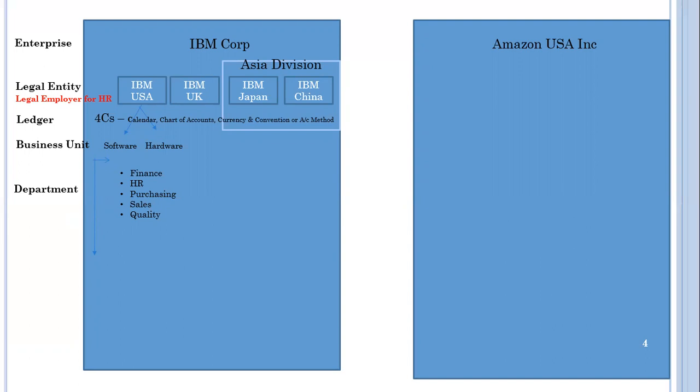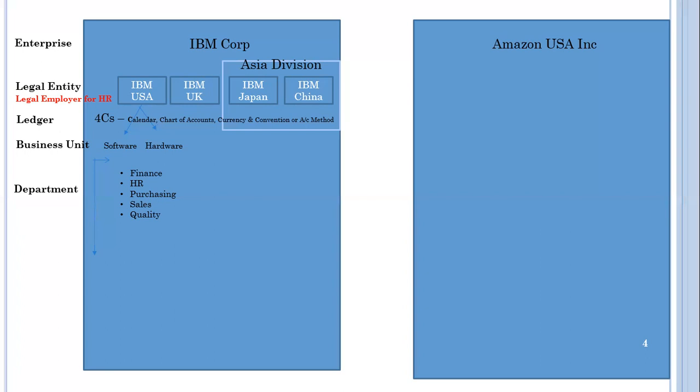And a couple of entities combined together can become a division. If you look at this here, IBM USA, IBM UK, these are legal entities. And IBM Japan, IBM China, these are again legal entities. So Japan and China entities can be part of the Asia division. Over there, IBM India will join in, IBM Middle East can join in, IBM Malaysia, maybe IBM Philippines, and all those entities will join the Asia division.